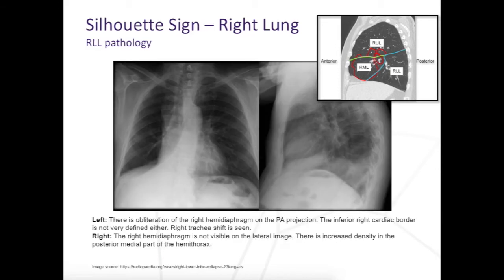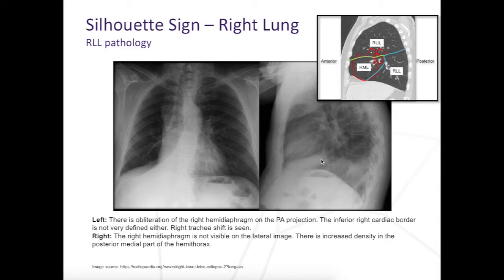Moving on to the next slide. Hopefully you can see the pathology there. The right heart border is completely obliterated. It's just not there. The diaphragm itself, you've lost the contour of the right diaphragm there. So this is clearly a right lower lobe collapse because you don't have the right heart border and you don't have the right diaphragm there.